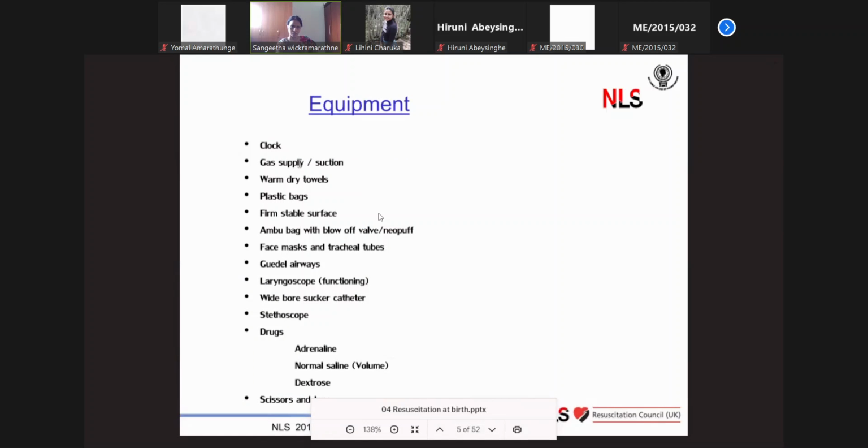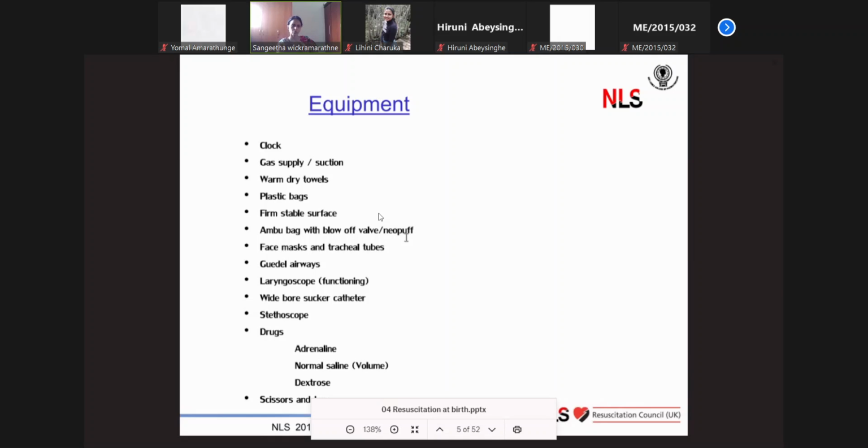And so here's the equipment, the clock. I said initially we have to have the clock. Mostly it is inbuilt now with the radiant warmers. They have the clock and an Apgar recorder too. You switch on the clock once the baby is born, for your Apgar recording purposes, right? So at 1 minute, 5 minutes, 10 minutes, you have to record the Apgar. Then the gas supply, warm dry towels, plastic bags for preterm babies, we'll talk later. And a firm stable surface for the resuscitation, usually the resuscitator will have it.